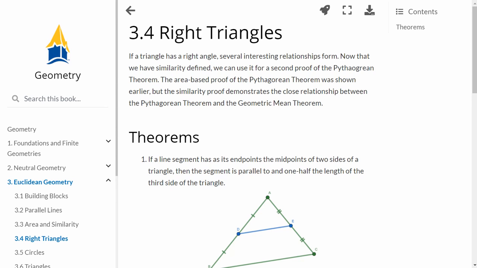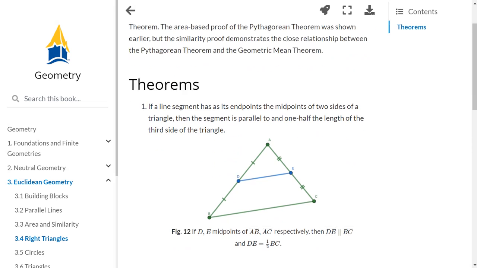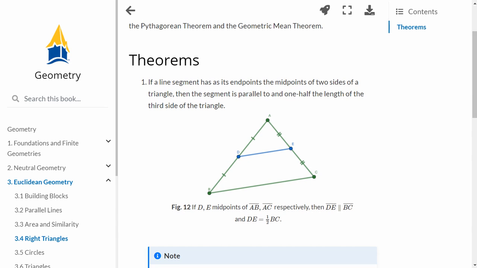Section 3.4 has a couple of very important ideas, but it's a short section, and the title is right triangles. And in the very first proof, it doesn't involve right triangles at all. This is true for all triangles.